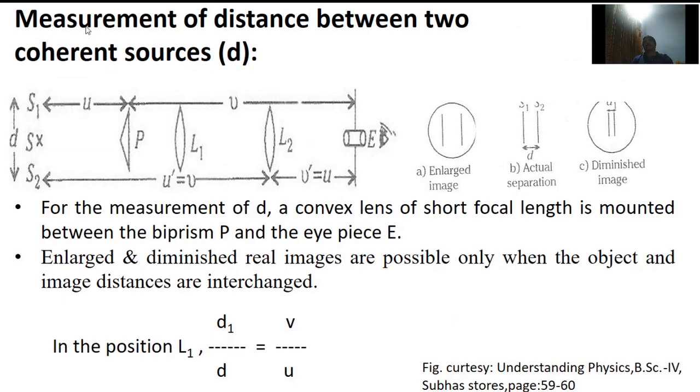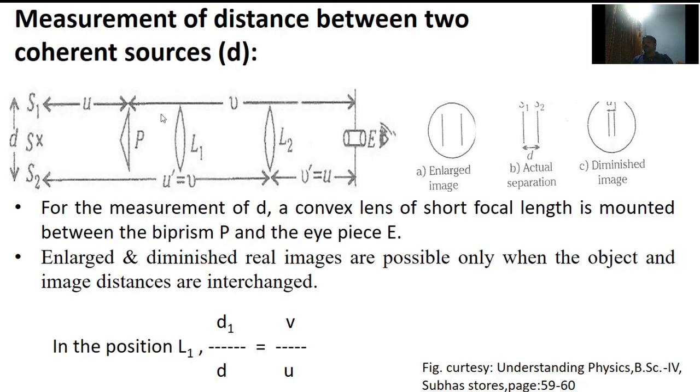Next, we'll move on to the measurement of the distance between the two coherent sources. The value d is the distance between the two virtual sources S1 and S2. We cannot see the two virtual images, then how can we find the distance between the two images? So that's why here we use the conjugate foci method. In this method, we use a biconvex lens.